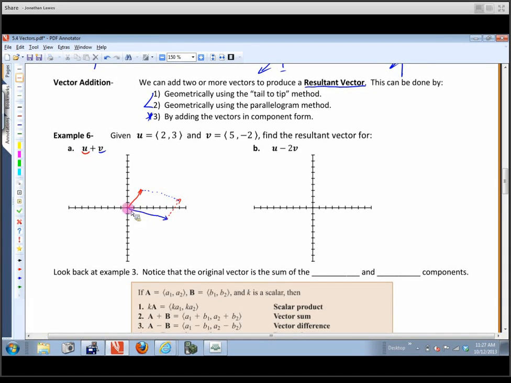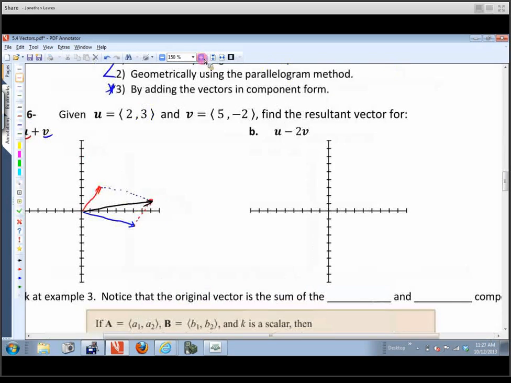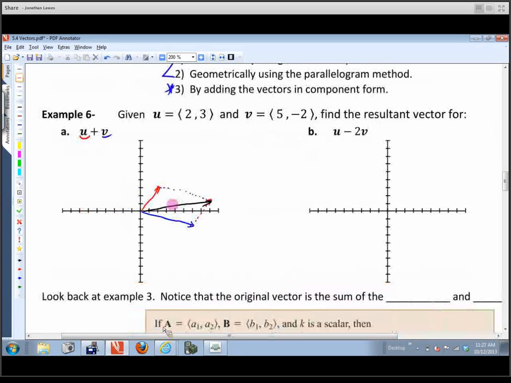Notice that we went over 5 and down 2. I'm going to go over 5 and down 2. And here's where the resultant is. The resultant is the vector that goes from the tail of both of them to the tip of both of them. Okay? So this right here is r. So if I take u and I add v, I get r. So I'm looking for this guy right here. Okay? All right.